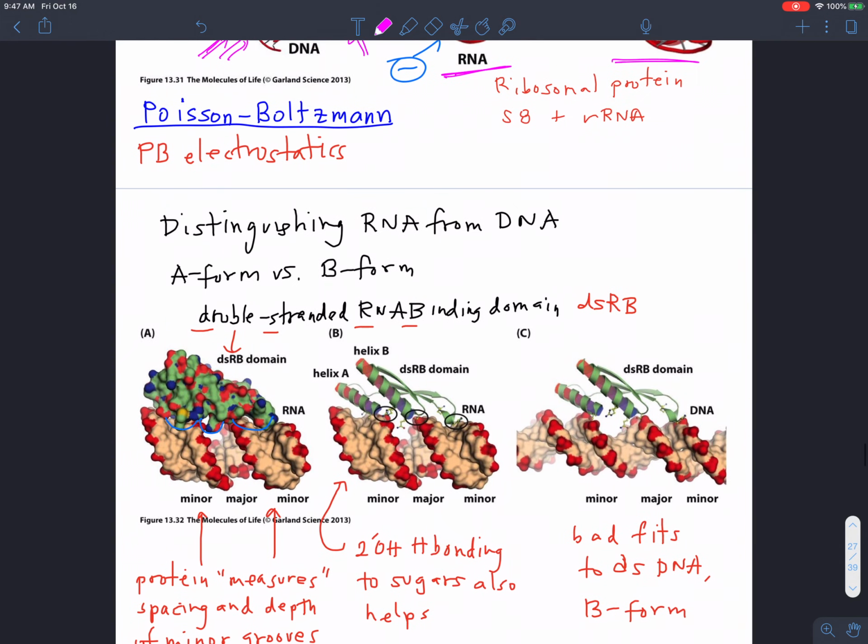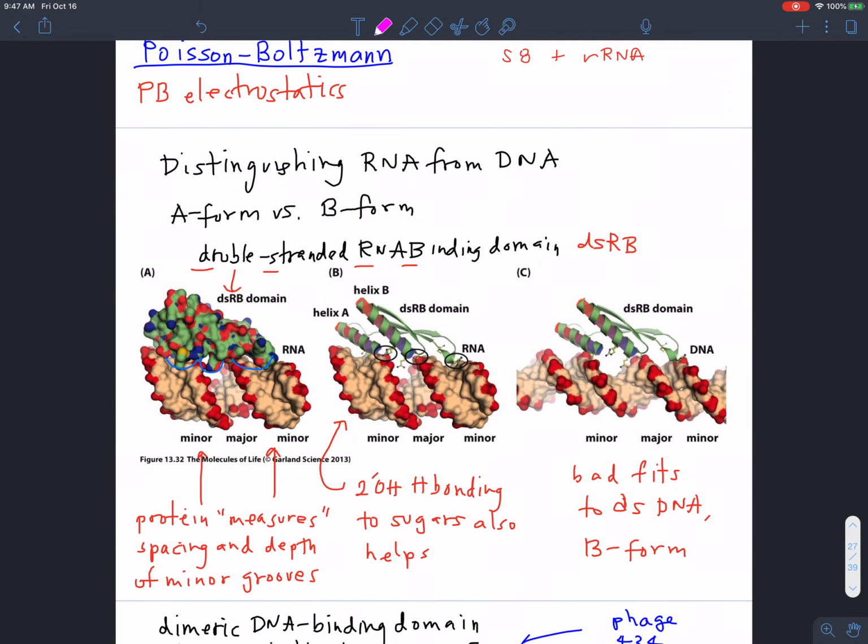All right, let's look then at the ability of a protein to distinguish whether it's an A form DNA that you're binding to or whether it's a B form DNA that you're binding to. Here's a protein called double-stranded RNA binding domain, DSRB, and it specifically binds to A form. How does it tell A form from B form? Well, it does it by spacing. You can see this part of the protein fits into the minor groove of the A form. Well, it's an A form RNA here, but it could be an A form DNA.